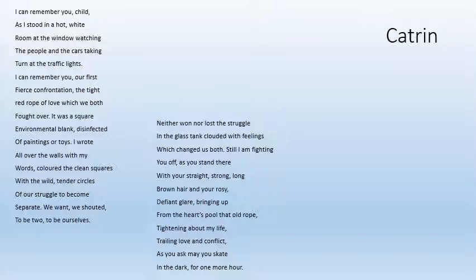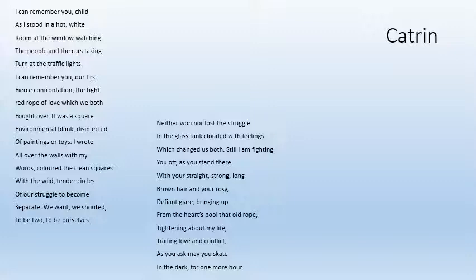I can remember you, child, as I stood in a hot white room at the window watching the people in the cars taking turn at the traffic lights. I can remember you, our first fierce confrontation, the tight red rope of love which we both fought over. It was a square environmental blank, disinfected of paintings or toys. I wrote all over the walls with my words, coloured the clean squares with the wild tender circles of our struggles to become separate. We want, we shouted, to be two, to be ourselves.